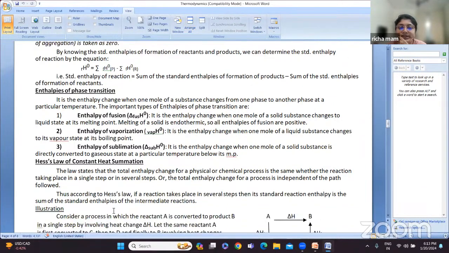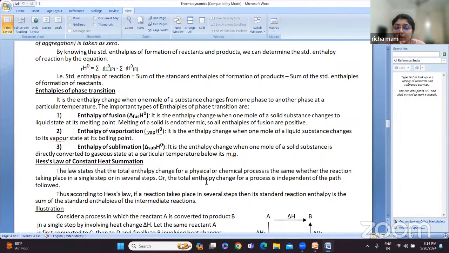Hess law states that the total enthalpy change for a physical or a chemical process is the same, whether the reaction takes place in a single step or in several steps. The total enthalpy change will remain the same. It is independent of the path, whether you are going directly or indirectly. The product formed will be the same. The enthalpy change does not depend on anything; it is independent of the path which is followed.